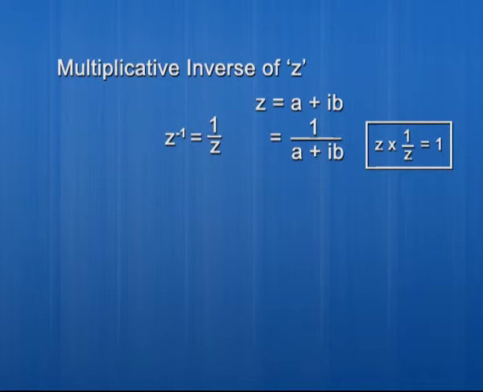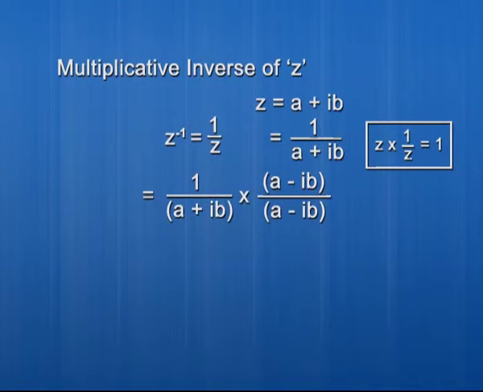Similarly, what will we do here? We will multiply and divide the fraction 1 upon a plus ib with the conjugate of a plus ib. Since the conjugate of a plus ib is a minus ib, actually we will multiply and divide the fraction 1 upon a plus ib with a minus ib.